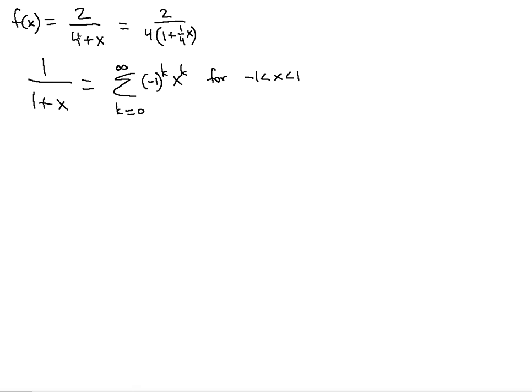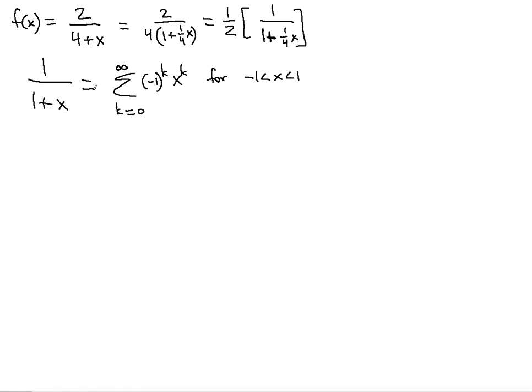So notice that you can write the desired function as 2 divided by 4 times 1 plus 1/4 x, right? You're factoring out the 4. And notice that 2 divided by 4 can be expressed as 1/2 multiplying 1 over 1 plus 1/4 x, right? So now, as you can see, the inner function here is very close to the one that we know the power series representation for, right?